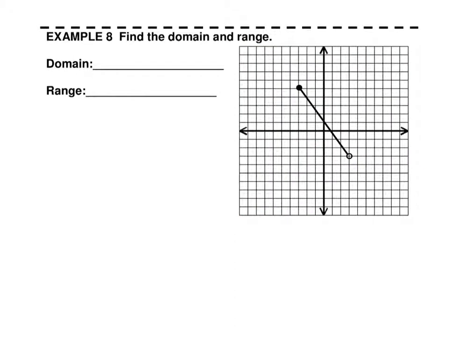So here I have a line segment that you need to graph, so you'll get some graph paper and graph it, and we want to find the domain and the range. All right, when you graph it, you'll have a line segment that begins at negative 3, 5 and ends here at 3, negative 3. Notice that this is an open circle and this is a closed circle.